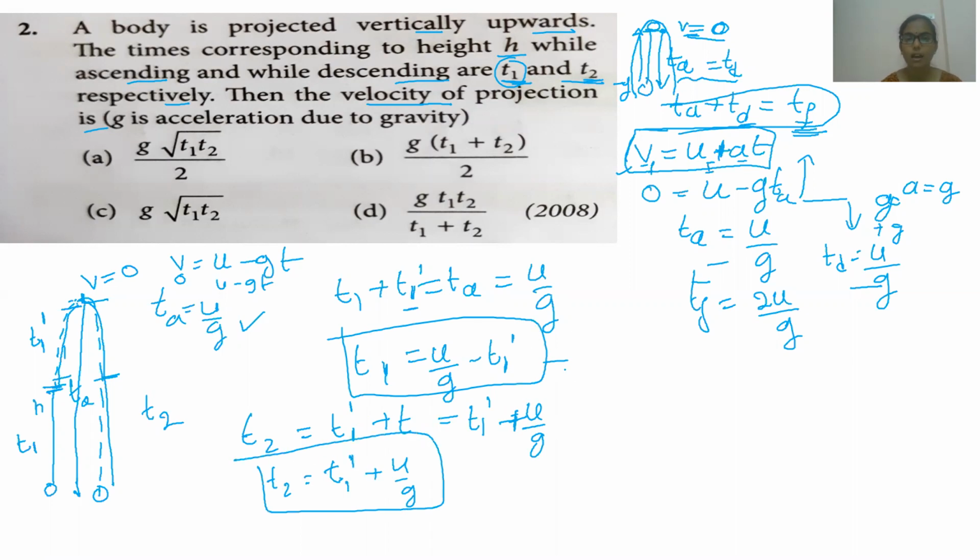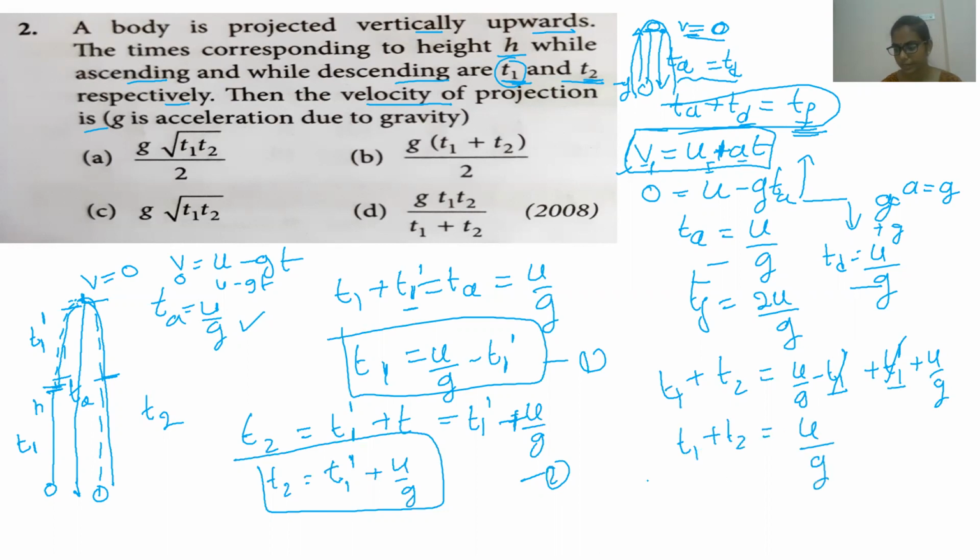So now let us add t1 and t2. What will you get? T1 plus t2 equals, adding the left-hand sides, u by g minus t1 prime plus t1 prime plus u by g. So now you can see t1 prime with a minus sign and a plus sign, so both cancel each other. What will you get finally? T1 plus t2 equals u by g plus u by g, 1 plus 1, 2. So 2u by g you will get.